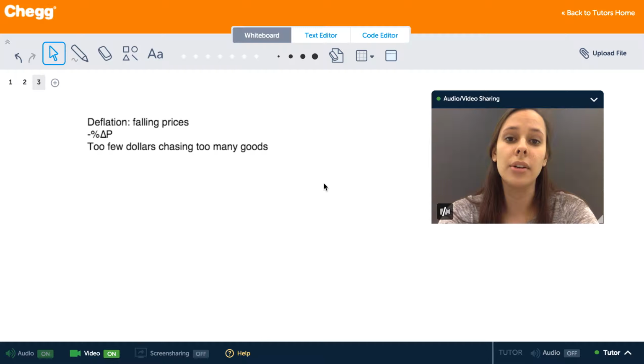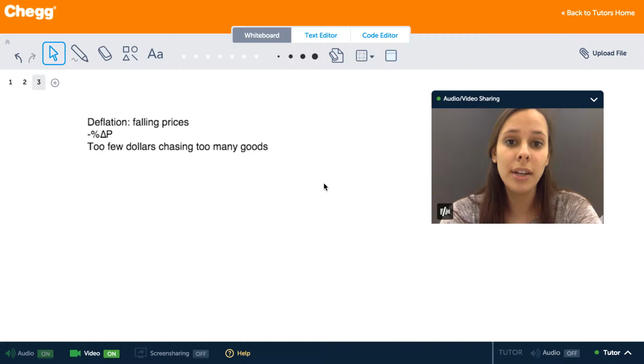I want to contrast this right away with disinflation. You might also hear the term disinflation. Disinflation is still inflation, but a lower amount of inflation, which means that prices are rising, but not as fast as they had been. Deflation is the falling of prices.